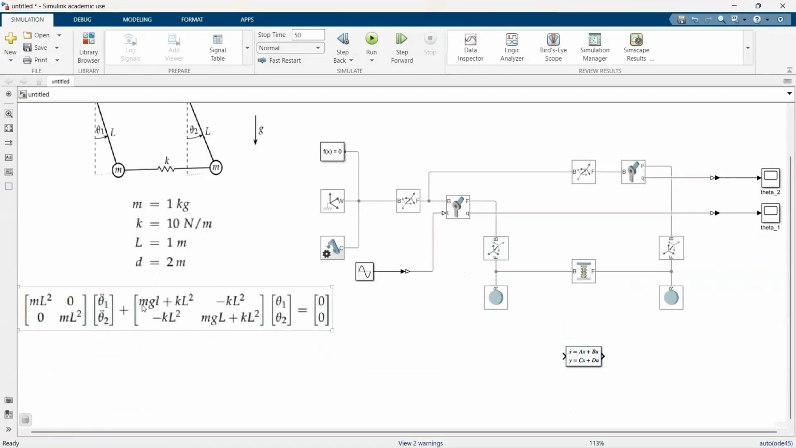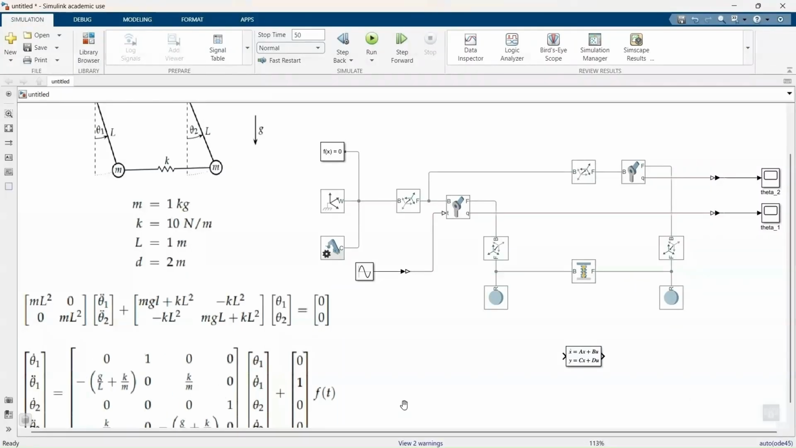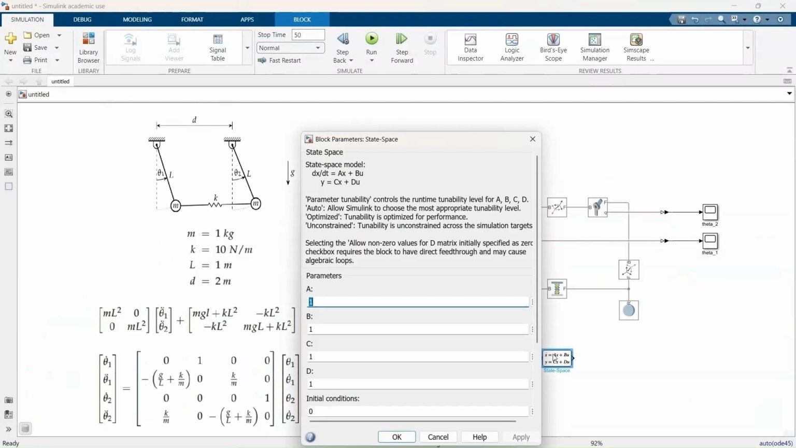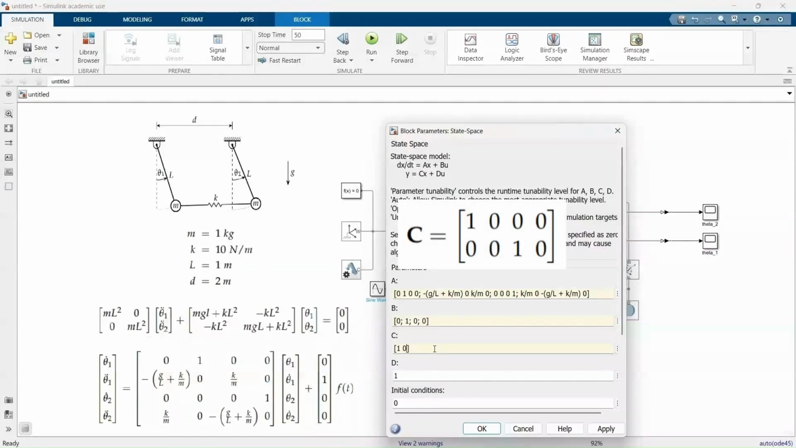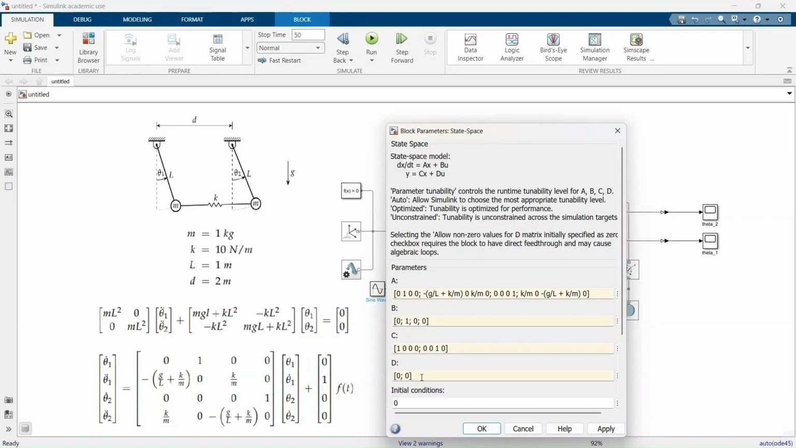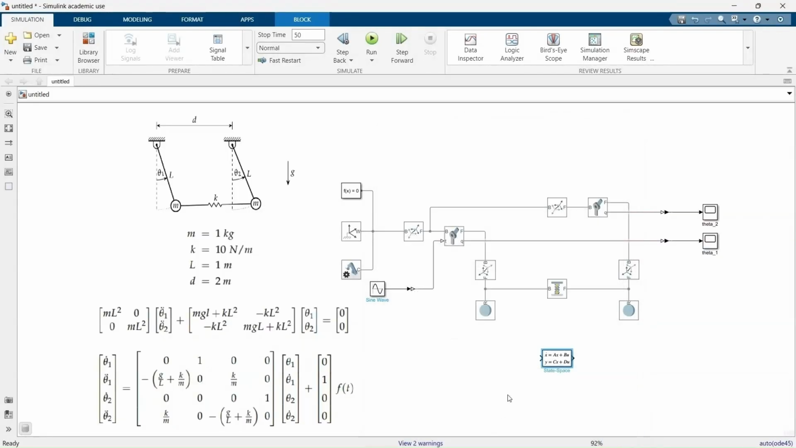We can rewrite these equations in state space form like this. So I'm going to put this matrix into this block. For the input matrix, we only want to excite the first pendulum. But for the output, we want both of them, so it should look like this. And I'll leave the initial conditions to 0.